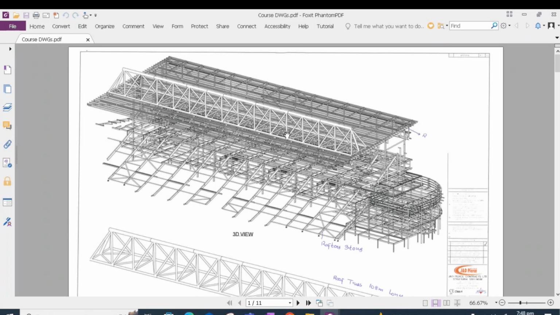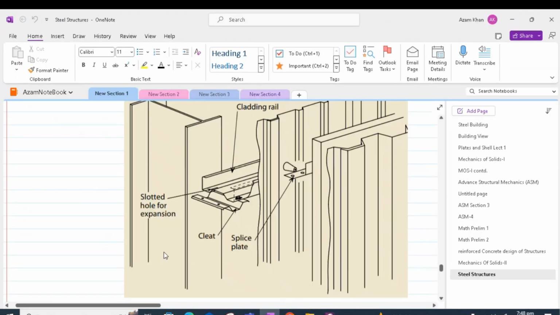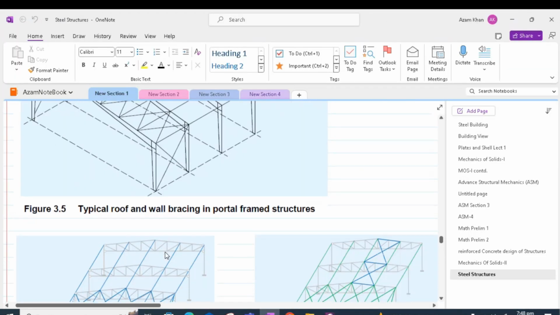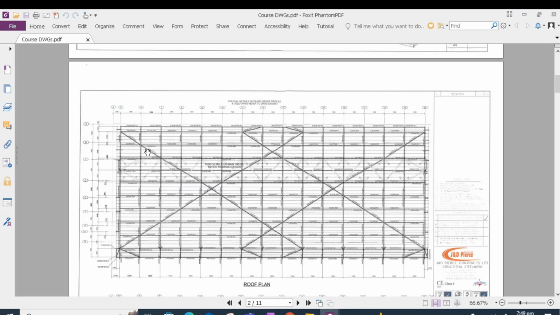The plan of the roof is shown over here. We can see that the roof has got X bracing for lateral stability. We can also call this a wind girder. So this is similar to what we had in the single space truss system. An X wind girder was provided in the roof. In the case of Ashton Gate Stadium, we have two big X bracing stabilizing the whole roof.